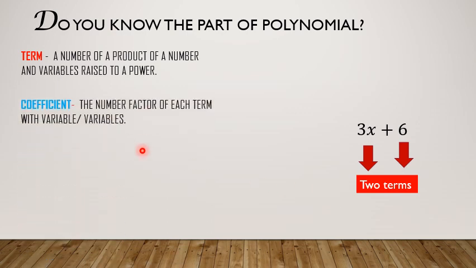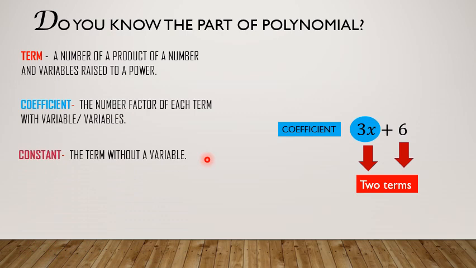Next, coefficient. The number factor of each term with variable or variables. So variable, isa lang na letter; variables, maraming letter, kasi merong 3 x, y, z, ganun yung mga variables with s. Alright, so this is an example of the coefficient. So, 3x is a coefficient, kasi siya lang yung may variables, number, each term with variables.